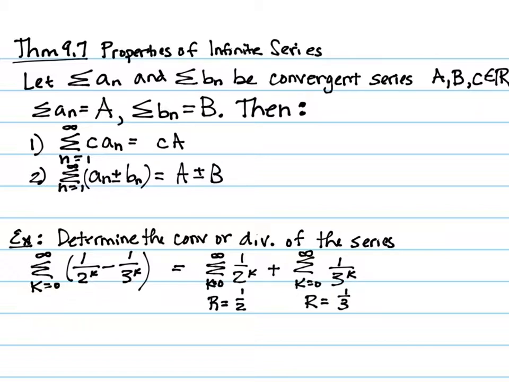So according to my theorem above, since each of those individually converges, they will have a limit, because that's what it means to converge. And even if we didn't know what it was, we could stop at this point and say this will converge, because each of the individual pieces does. So this converges.